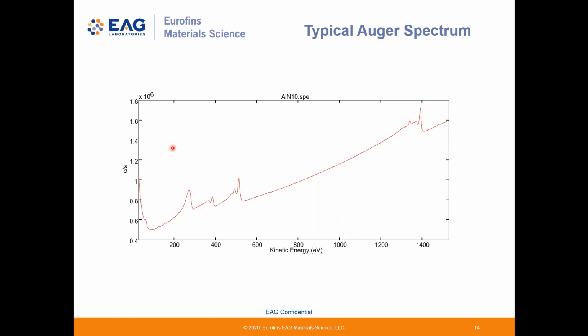You might also discover this background is quite high. The scale is in counts per second, but with a scale factor of 10^6. So the peak intensities are only a few tenths of this scale. So we are looking at relatively small peaks on a large background.